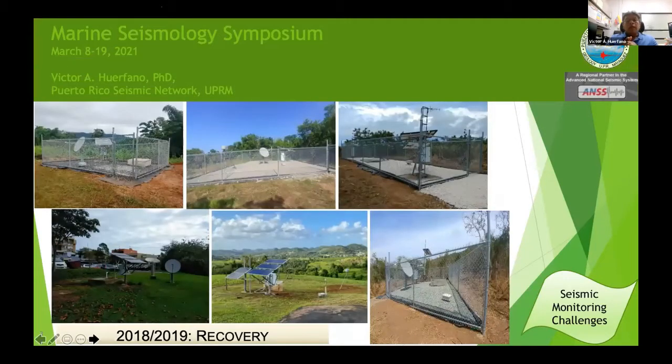But fortunately, using some funds from the federal government and the local government, we initiated a good project to reestablish and reinstall the seismic network. That's an example of how the station looks like today. 30 broadbands, GPS, and satellite stations are actually installed in Puerto Rico and Virgin Islands.